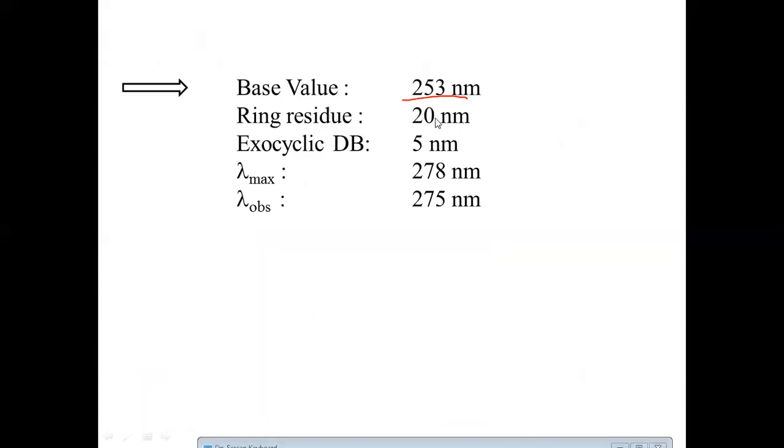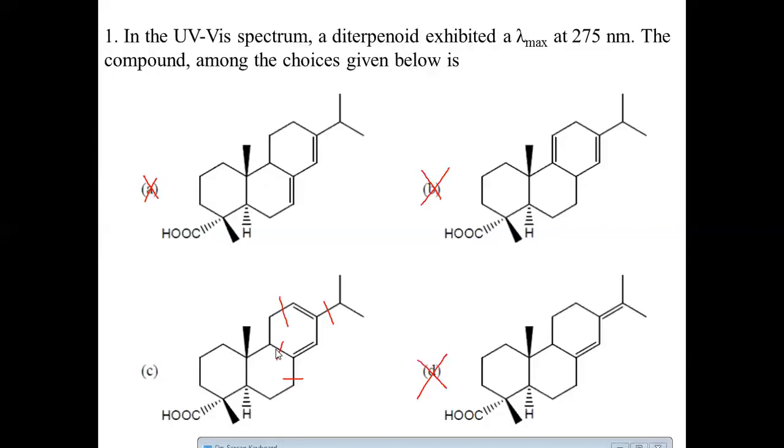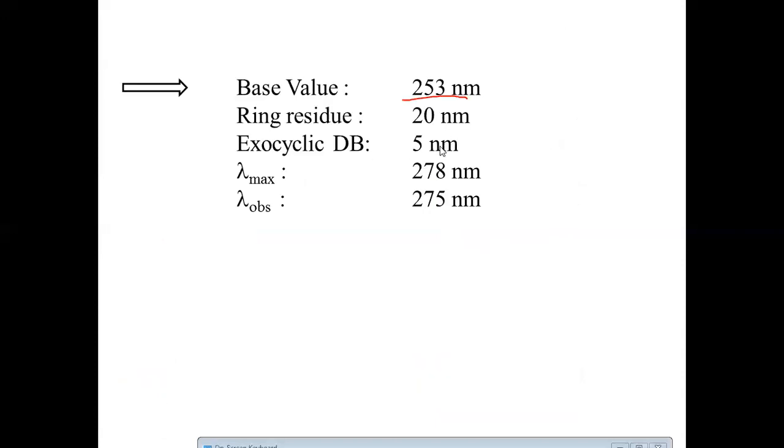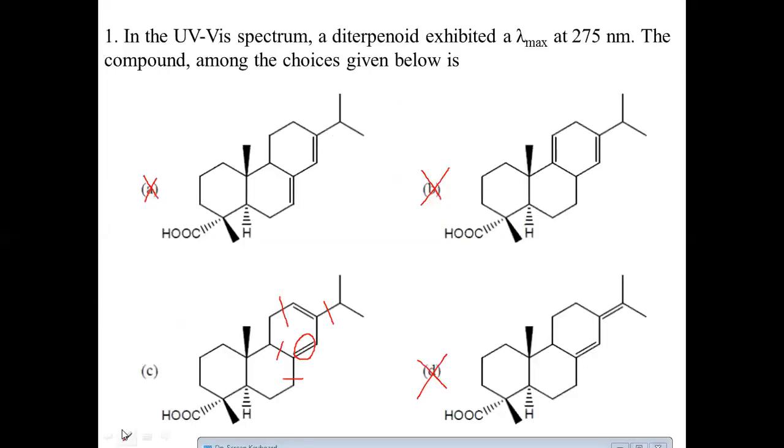So 4 into 5, and how many exocyclic double bonds? When you consider the exocyclic double bond, this is an endocyclic double bond. It belongs to this ring. This double bond of course belongs to this ring, but it is outside this ring. So this is an exocyclic double bond. Since it is 1 exocyclic double bond, you're going to add 5. So that works out to be 278 nanometer, which is very close to the observed one. So your answer will be option C.